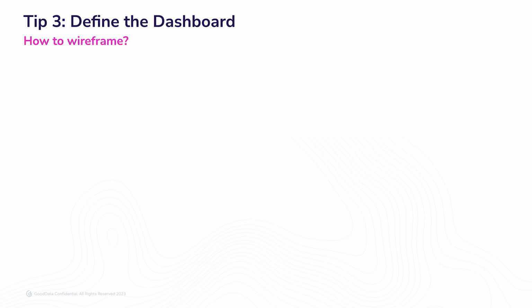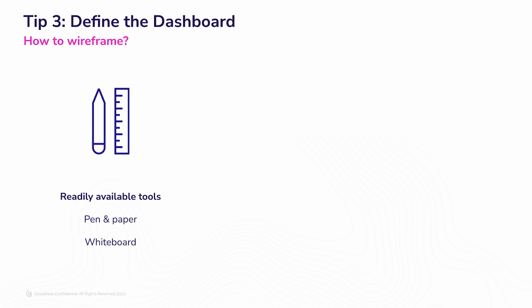And how to wireframe, how to use it. We will explore the 3 levels of fidelity of wireframes. And what I want to demonstrate is that the tool does not matter. It's this visual representation of the problem which is important to build the common understanding. So let's start with readily available tools, like pen and paper or whiteboard.